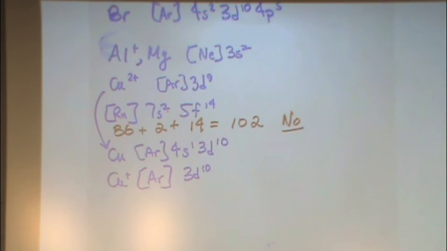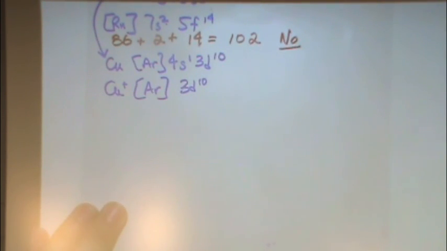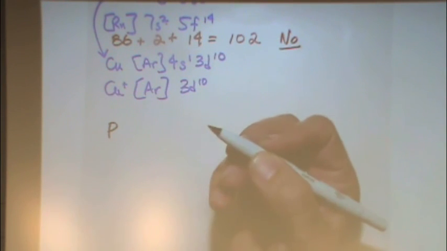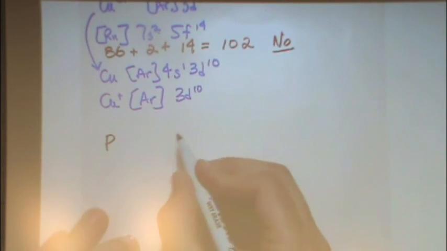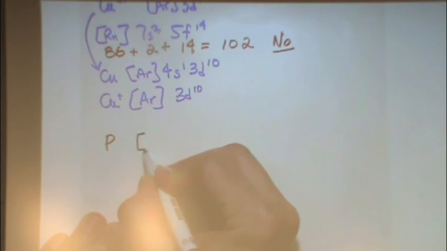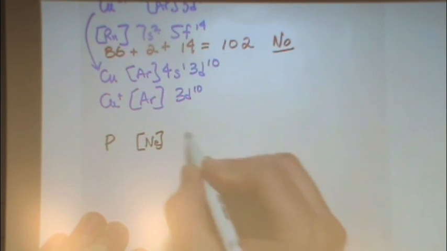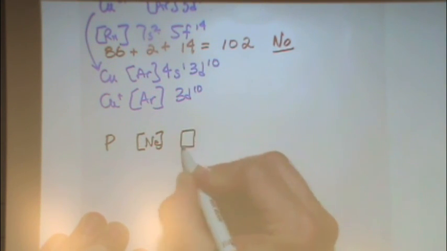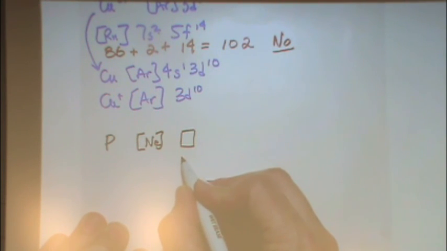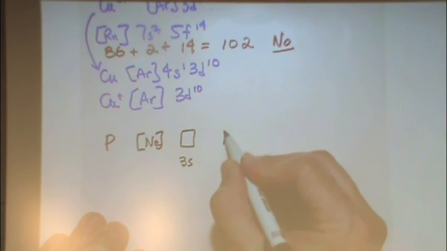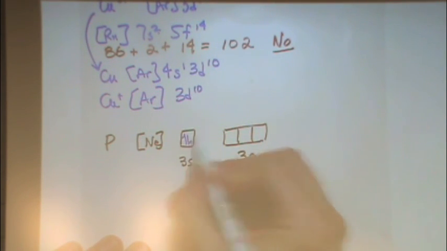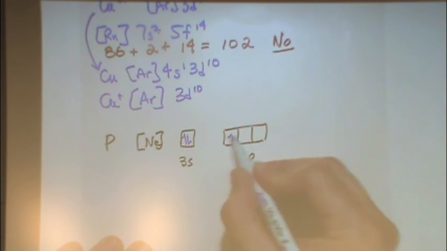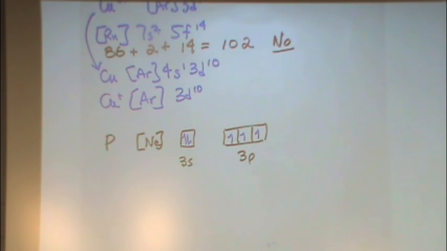There's one more I wanted to do that I just thought of. Let's say I give you phosphorus, and I could have you draw some of the alternate diagrams, like the orbital diagram. Phosphorus is neon, and then either boxes or lines. The next one is the 3s, and then the 3p. So this is one way to draw it: 3s2 and 3p3, 1, 2, 3. Just an alternate electron configuration.